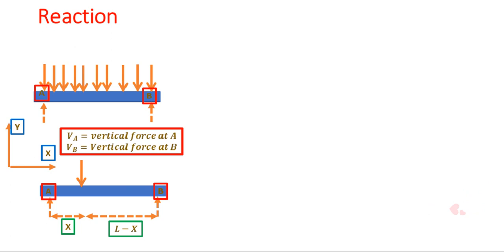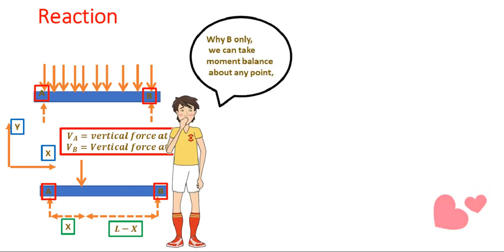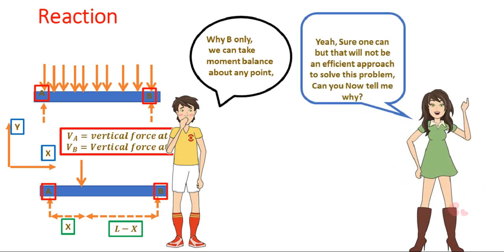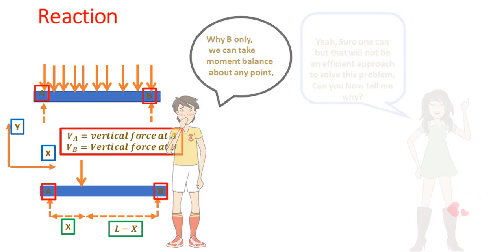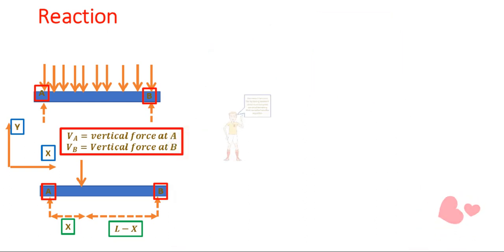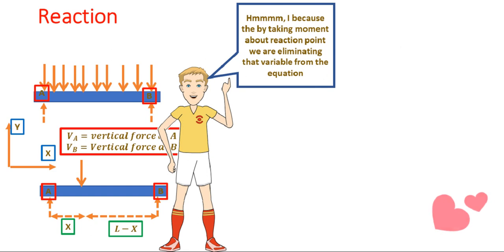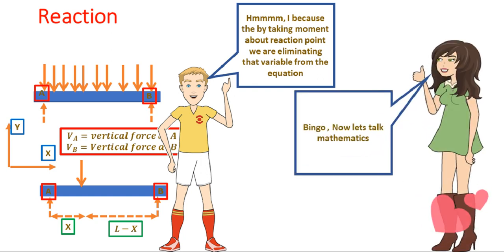Now VA is the vertical force at A and VB is the vertical force at B. You need to think about why I'm talking about moment balance about B or A, because we can take any other point, but there is a particular reason we are taking the moment balance about point B. Just think, and what you'll get is, by taking moment about a reaction point, we are eliminating that variable from the equation. It's easy, right? So yeah, that girl is saying correct.